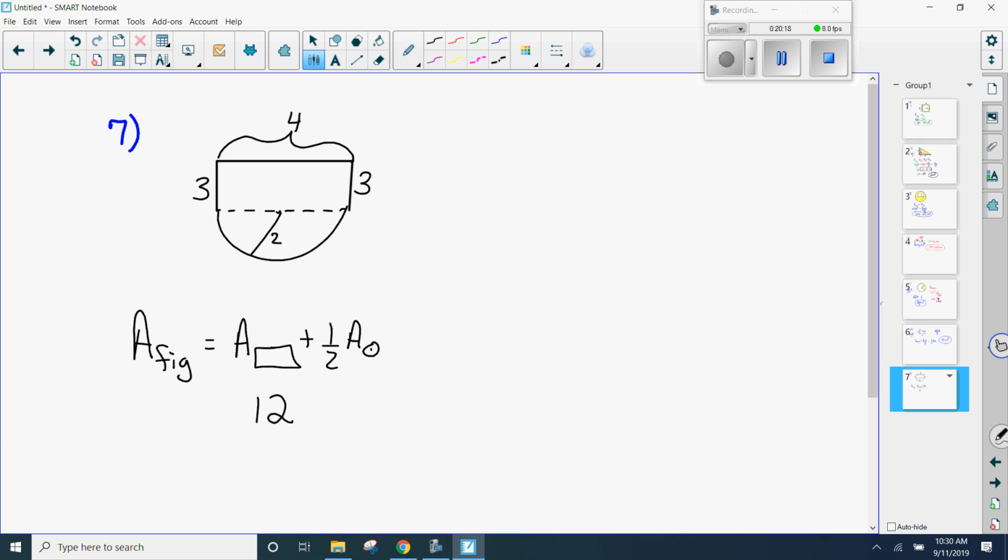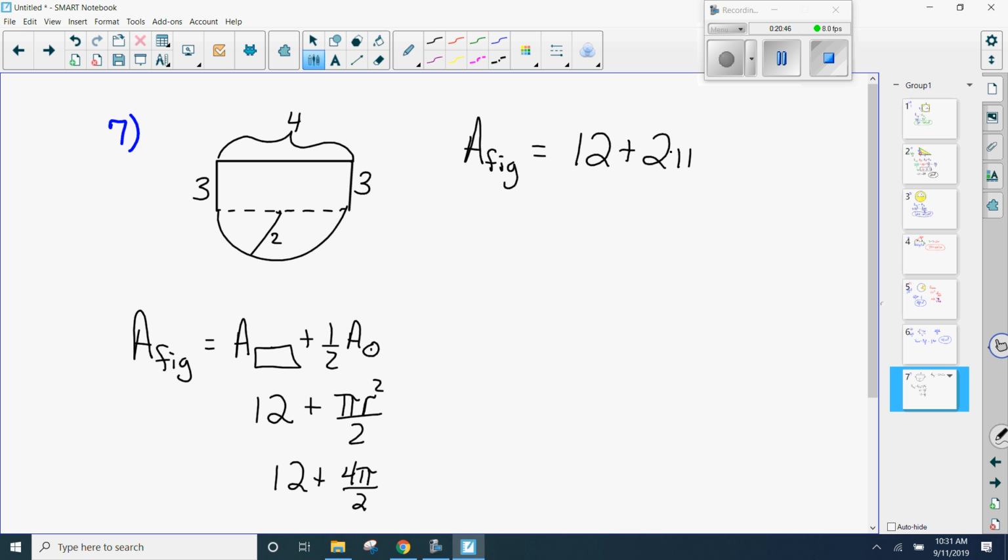Then I need the area of the semicircle. So it's going to be pi r squared divided by 2. So you have 12 plus 2 squared is 4. So you have 4 pi divided by 2, which is just going to make it 2 pi. So the first question is, what is the area of the figure? That's going to be 12 plus 2 pi. Your units are, what's it measured in? Square meters.